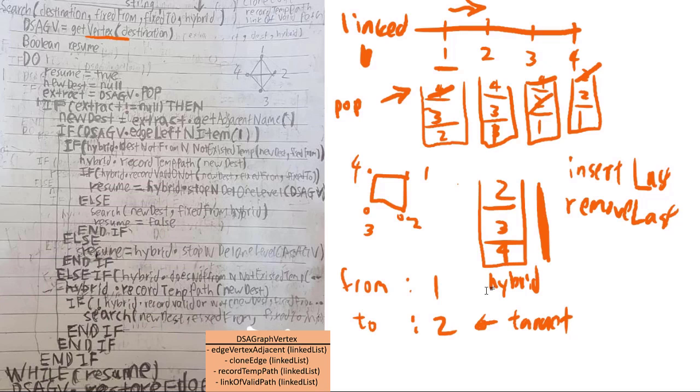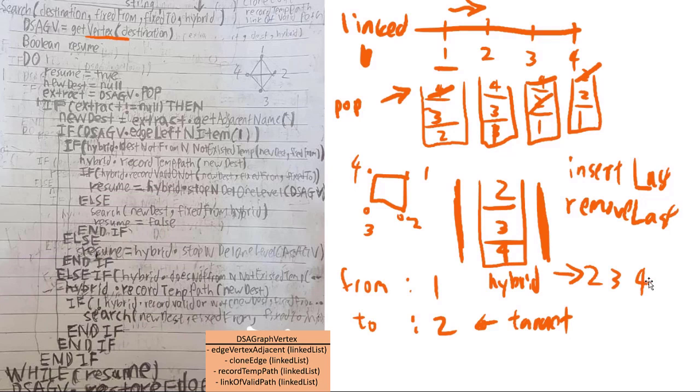Then you need to record this data. Okay, 2, 3, 4. Record it to a linked list. The 2, 3, 4 you're going to record it to a linked list. In the orange box, I drew a record path linked list. The record path linked list is going to record this information. It's going to put 2, 3, 4 inside there.